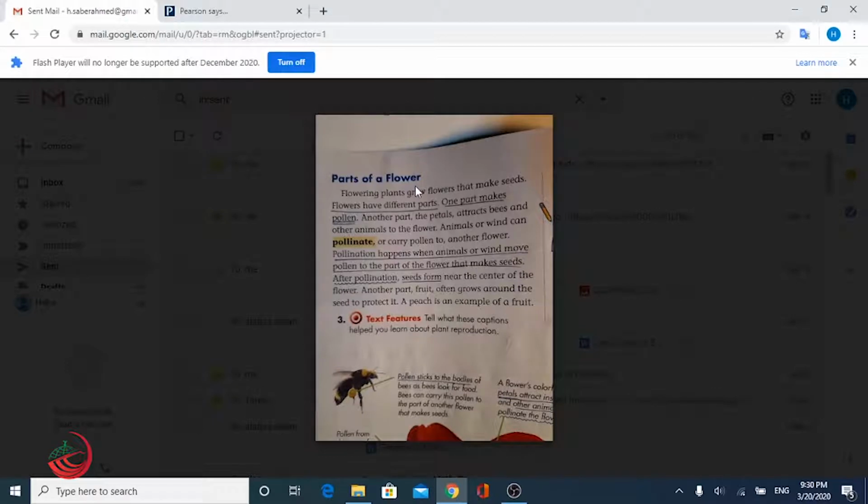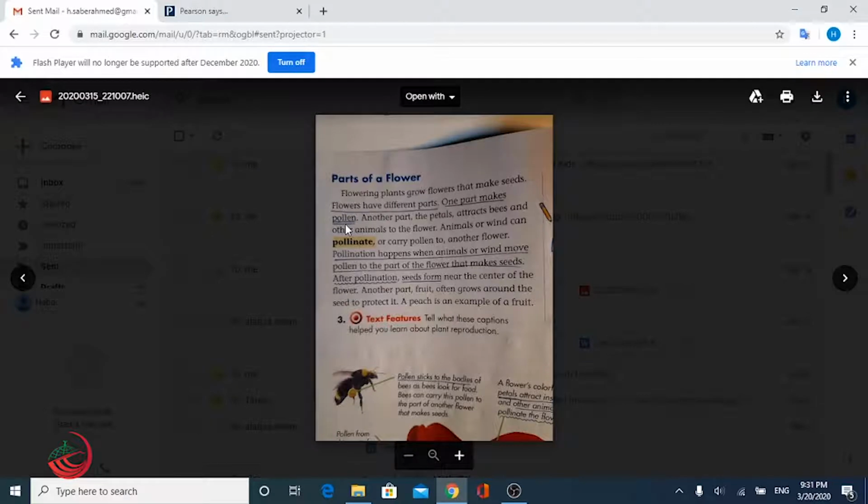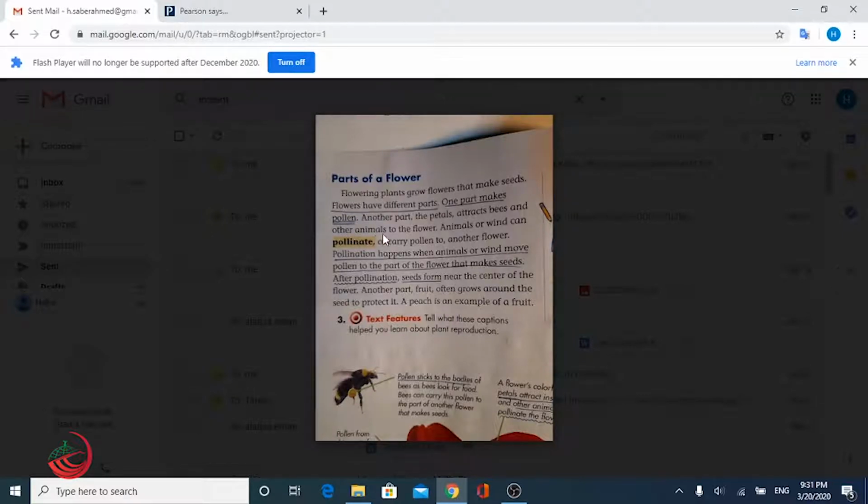Parts of a flower. The flowering plant grows flowers, which is normal, and these flowers make seeds. Flowers have different parts, as we said. They have a part that makes pollen, we said where, and another part, which is the petals, they attract bees and other animals to the flower. All right?